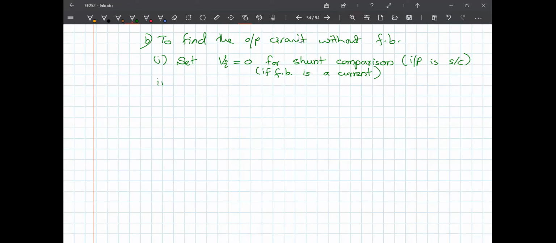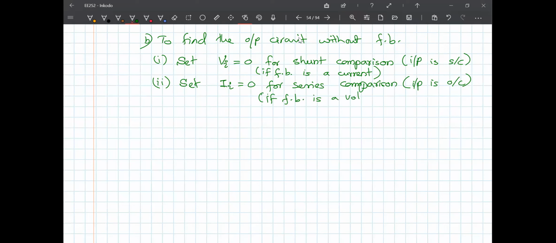Second thing, set input current to 0. That means you open circuit, right? For series comparison. This is input is open circuit. Okay, so this is for if feedback signal is voltage. That's when we compare in series, right?